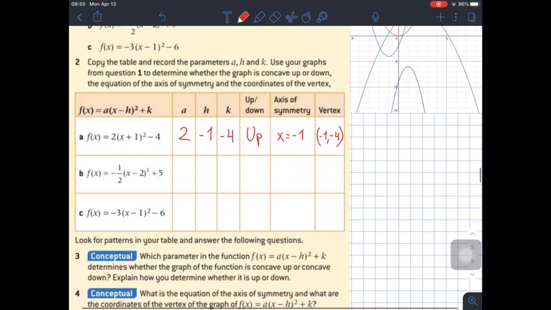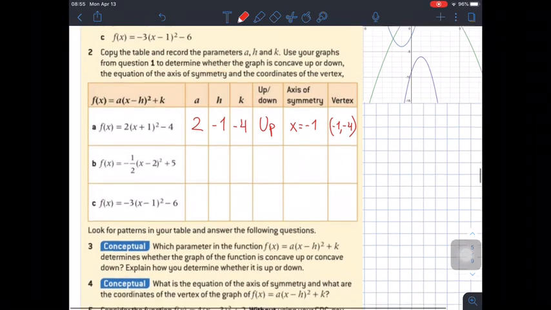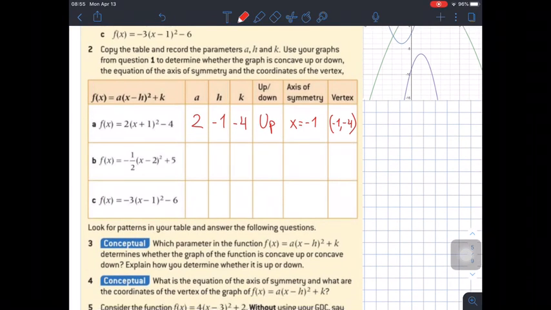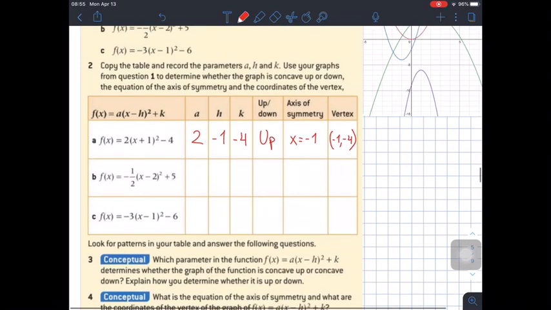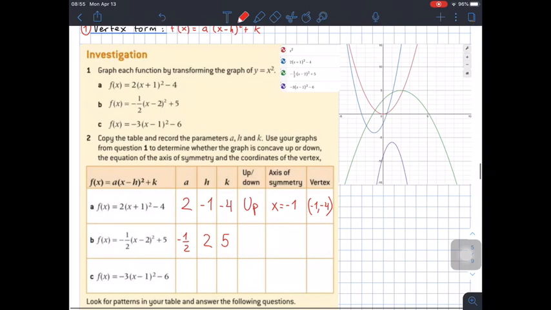For the second function, -1/2 (x - 2) squared plus 5. The value of a in this case is -1/2, right? This is the value of a here. Then the value of h, in this case, is +2. And the value of k is +5. Then, if we look at the graph, the second function is the green one. It opens downward, right? So this is down.